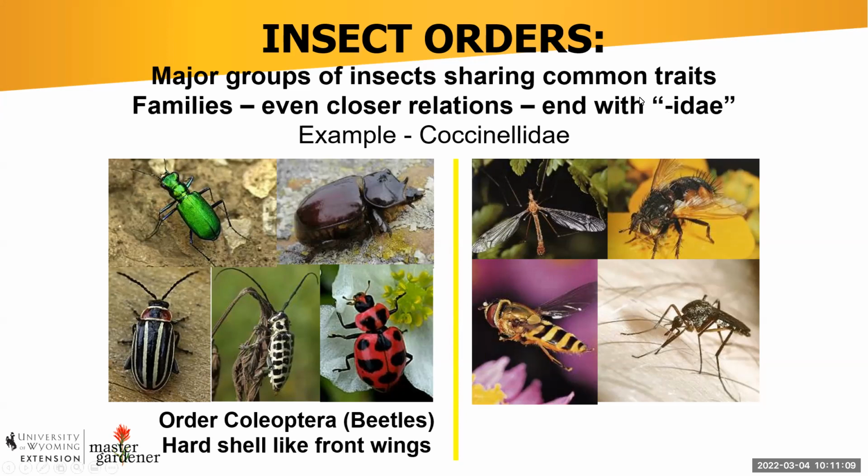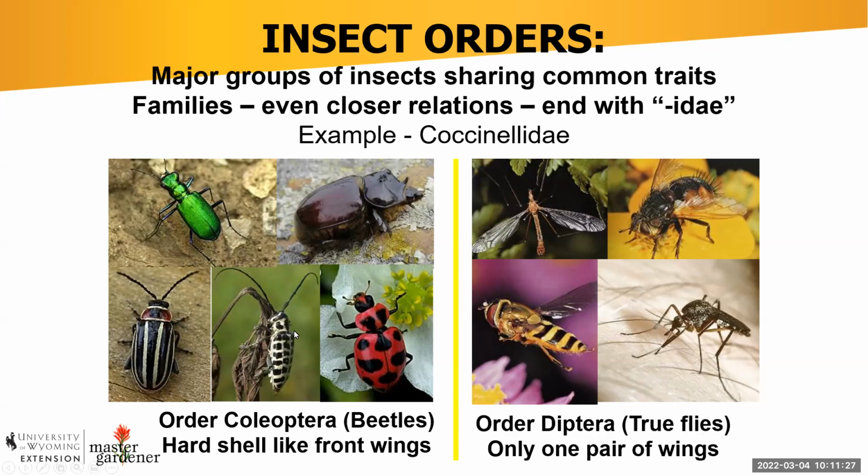The example here is Coccinellidae, the lady beetles. They belong to the order Coleoptera, sheath wings, and they have this hard shell-like front wing that provides protection over their body. And then the order Diptera, the 2 wings, only 1 pair of wings. So there's lots and lots. If you're an entomologist, you spend the first couple of years learning all the rules of thumb, then the rest of your career learning all the exceptions.